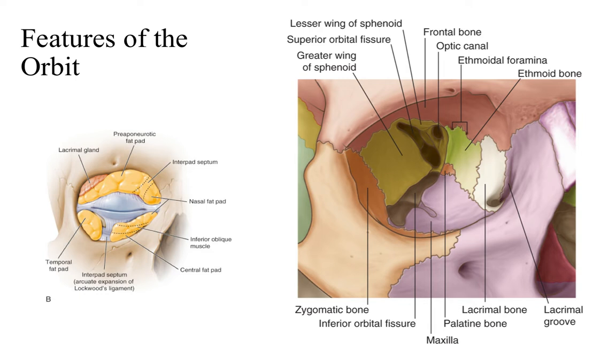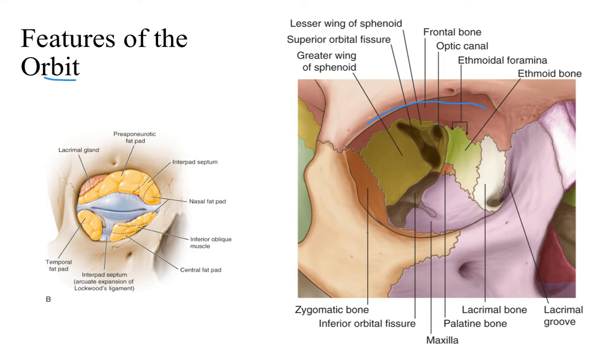To talk about the eye, first we have to talk about where it's located, and where it's located is within the orbit. And we've already started talking about the orbit when we talked about the bones of the face. So just to give you a brief reminder, the orbit's made up of several bones.